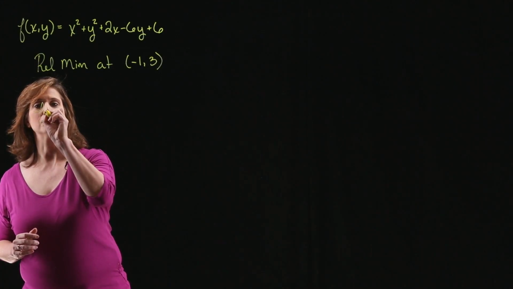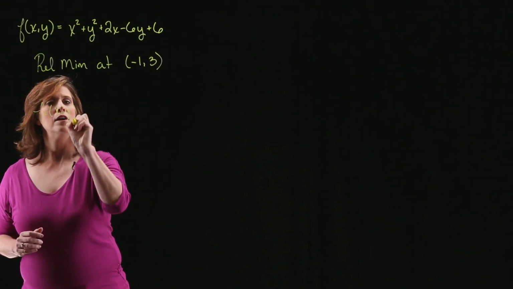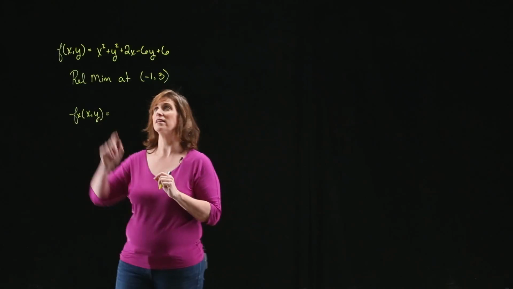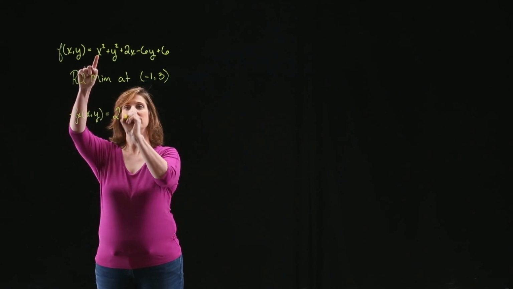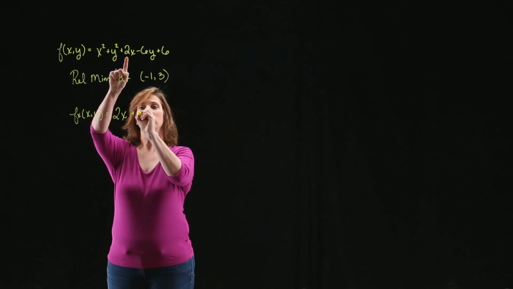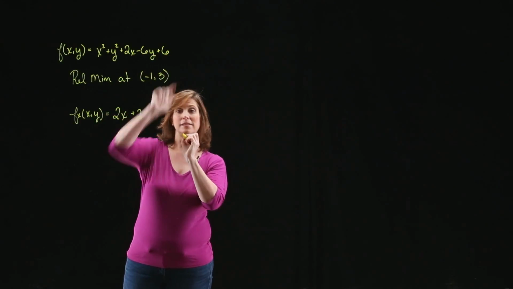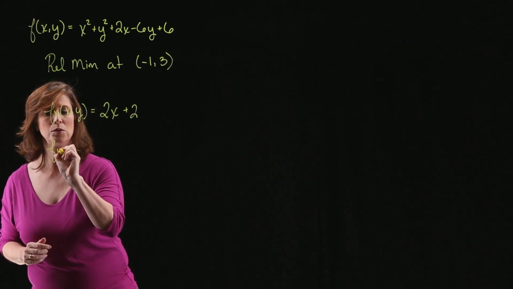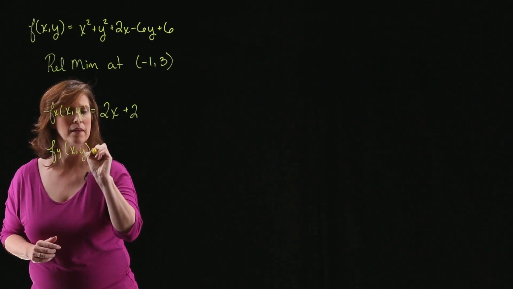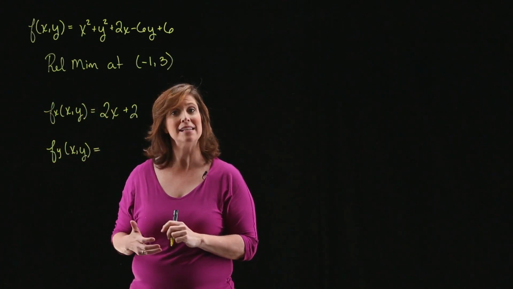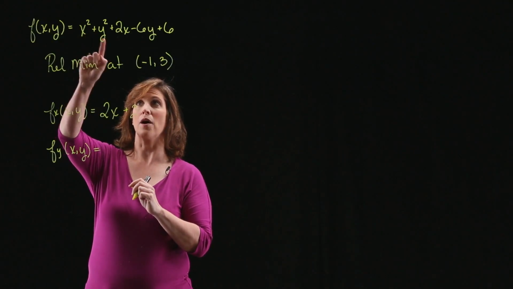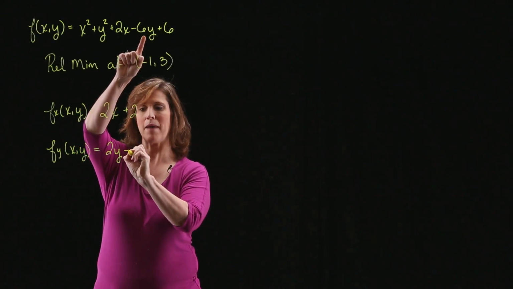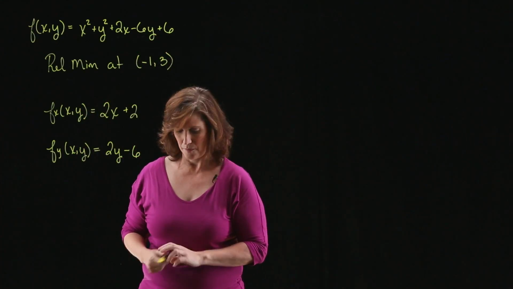So let's take a look at the first partial. When I take the partial with respect to x, I'm going to be treating y as if it's a constant. So when I take the derivative, I'll have 2x plus 0 plus 2 plus 0 plus 0. Okay, so that's my first partial with respect to x. Let's do the same thing for y. So the partial with respect to y. This time as I go through, I'll be treating x as if it's a constant. So my derivative will be 0 plus 2y plus 0. Now I'll have a minus 6, and again, plus 0.